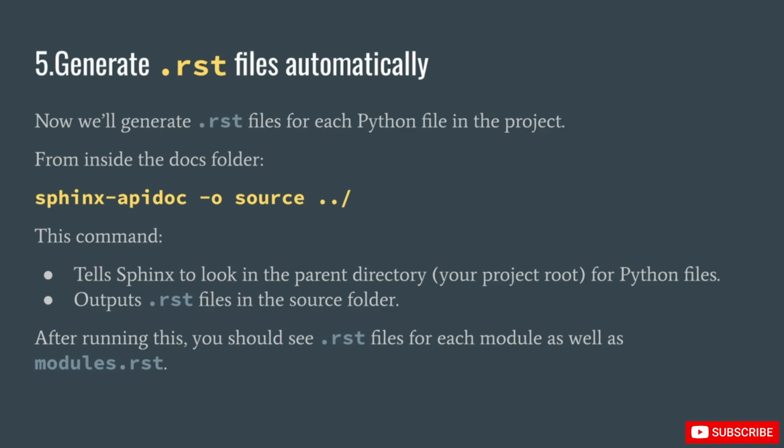Start by navigating to the docs folder and then run this command from inside the docs folder. This command instructs Sphinx to look in your project's root directory for Python files and create RST files for them in the source folder. Once you run this command, you should see RST files for each module in your project, along with a main file named modules.rst.